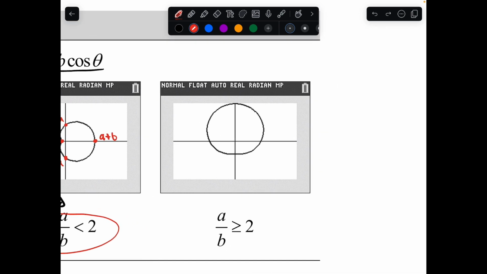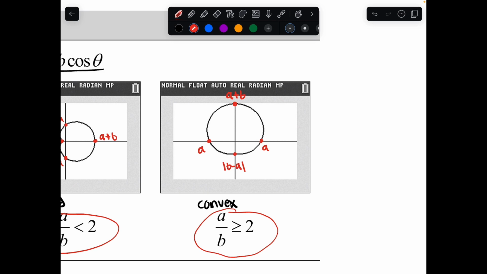Moving on to our last case, we're dealing with ratios of our coefficients that are greater than or equal to 2. If this happens, it's called a convex Limacon. Now again, the same pattern will follow for the points. This is still going to be A. This is also A. This is going to be A plus B. And this right here is going to be the absolute value of B minus A. This is going to be in the opposite direction from which the Limacon is pointing.